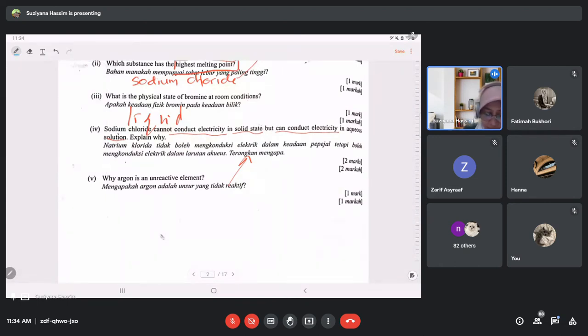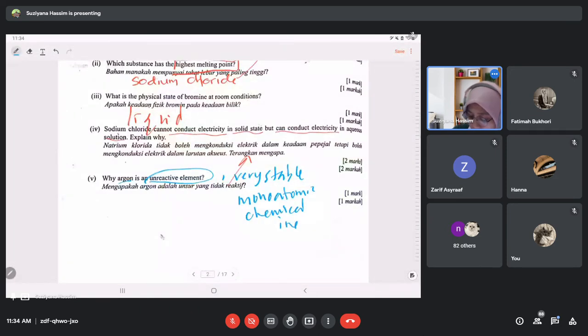Why is argon an unreactive element? Teacher explained just now. Different question, same answer. We can say unreactive element, very stable, monoatomic, chemical inert. Different question but the same answer. Let's go and check the answer. They're asking you why argon is an unreactive element.